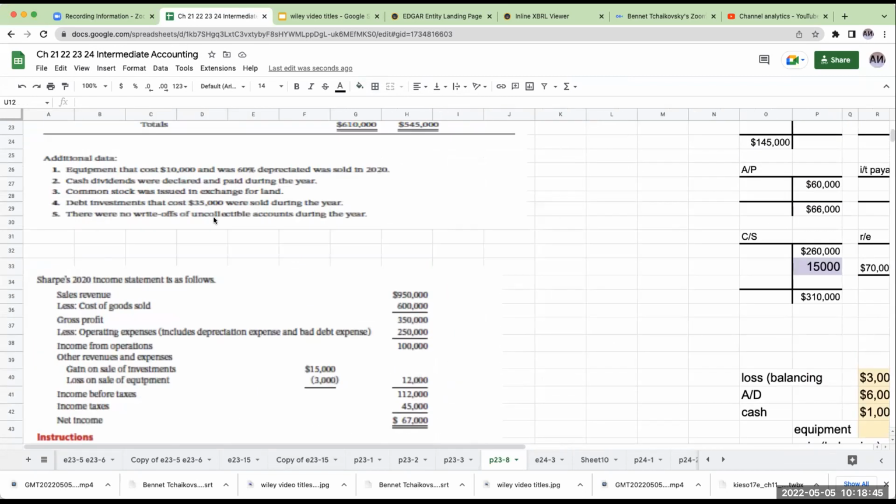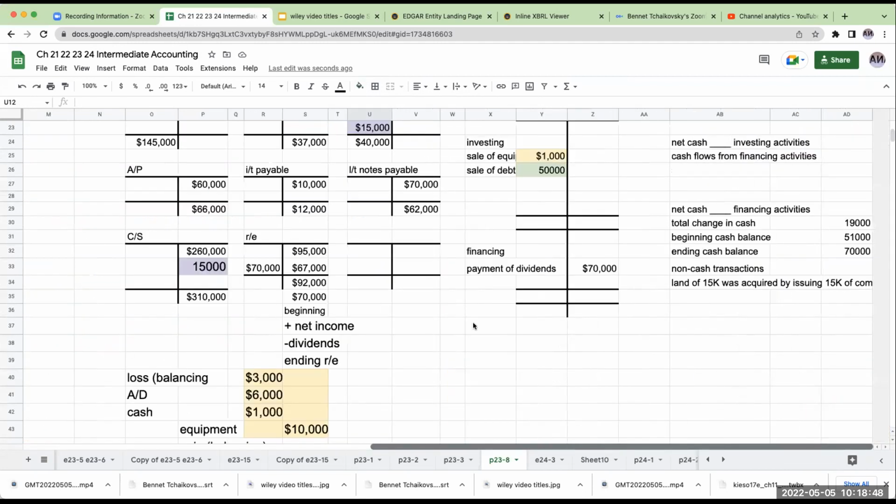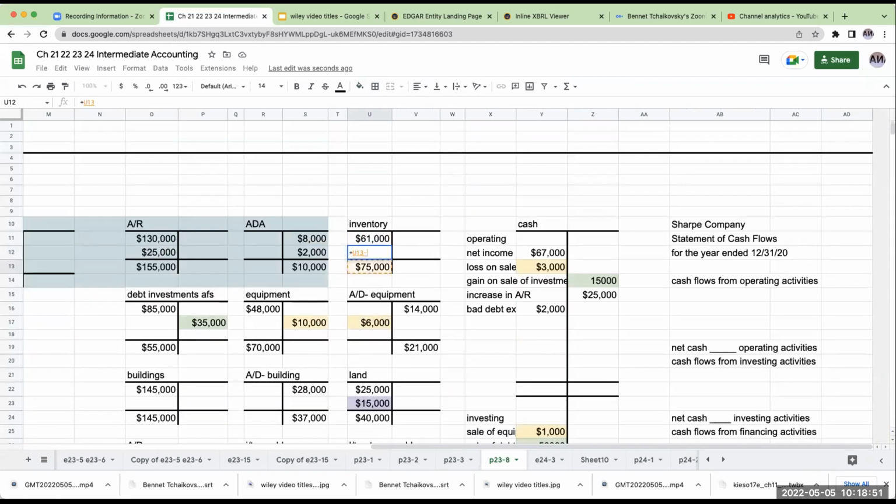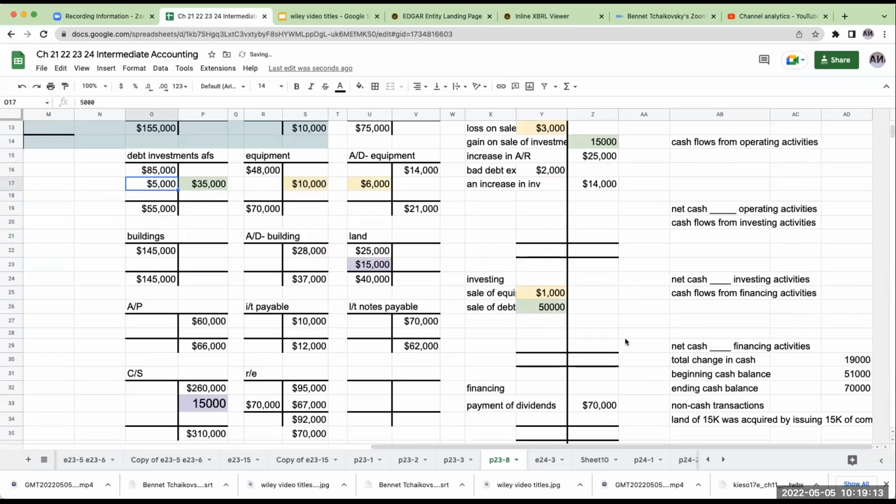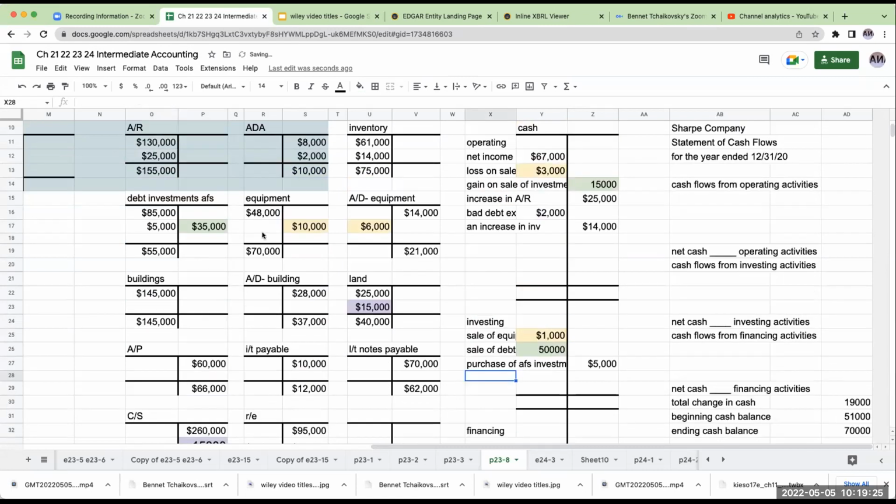So the last part, there were no write-offs of uncollectible accounts. So what I'm now going to do is analyze the rest of my accounts. So inventory, do the opposite to cash. This is going to be 14 grand. This is going to be an increase in inventory. Okay, so over here, debt investments available for sale. 85 minus 35 is 50. So to balance this, I'm going to need a debit for 5. So this is going to be a purchase of available for sale investments. Okay, this goes in the investing section.